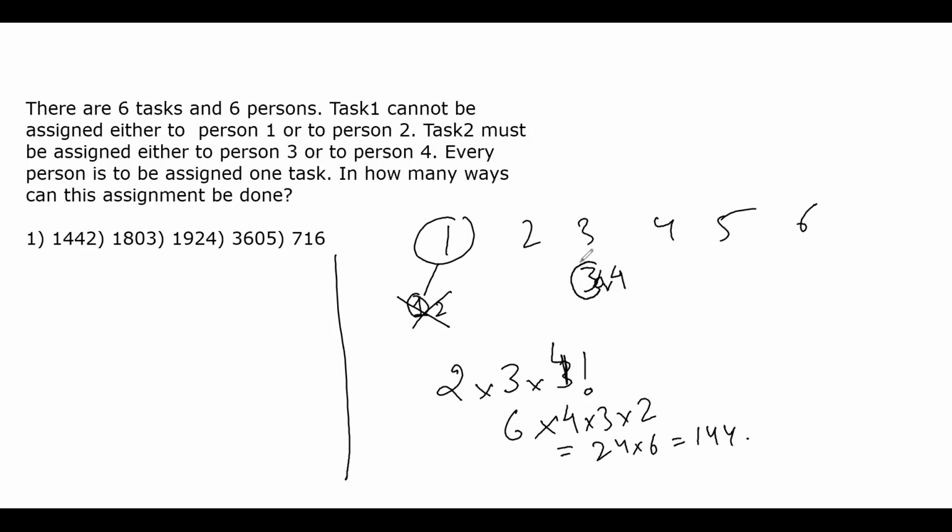Because then you have to assign person 3 a task, and person 3 can actually get all six tasks possible. So I would rather start with tasks than with people here. It's more efficient.